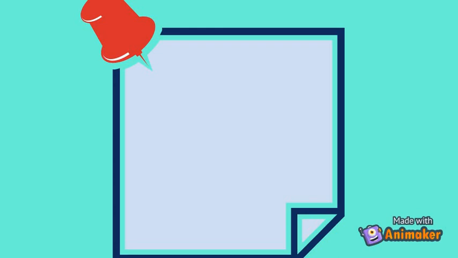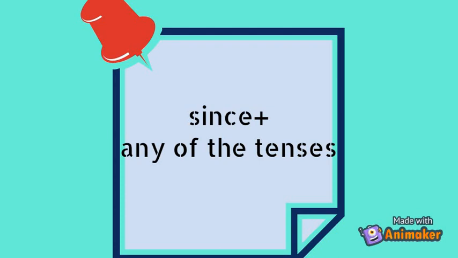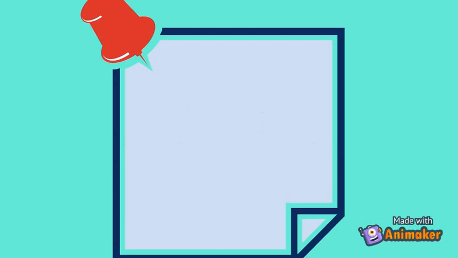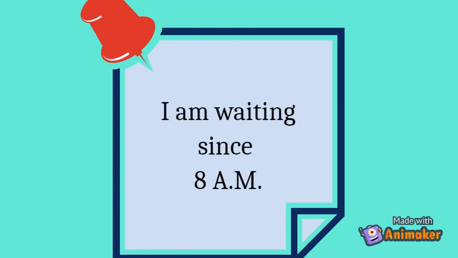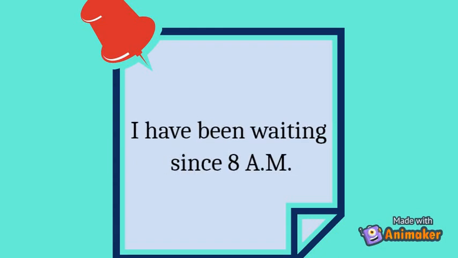One of the typical mistakes that we make is to use since with any of the tenses, such as I am waiting since 8 a.m. But that's wrong. I have been waiting since 8 a.m. Remember, we use since with the perfect tenses.